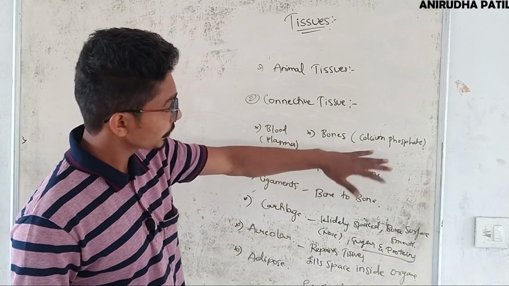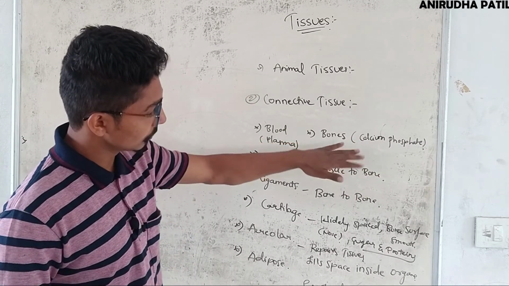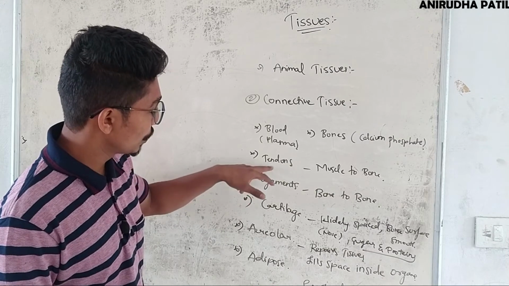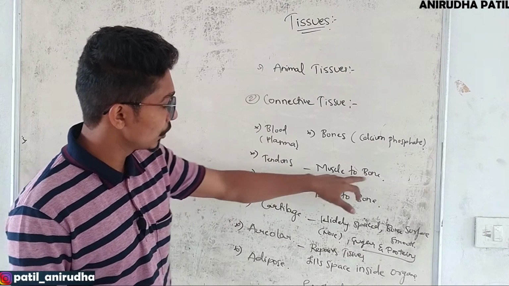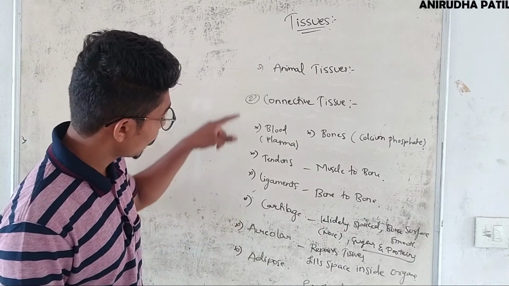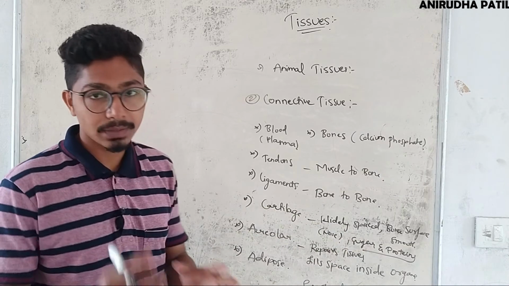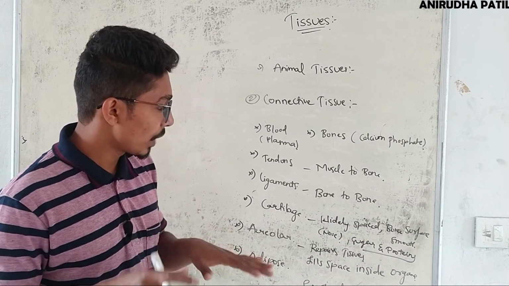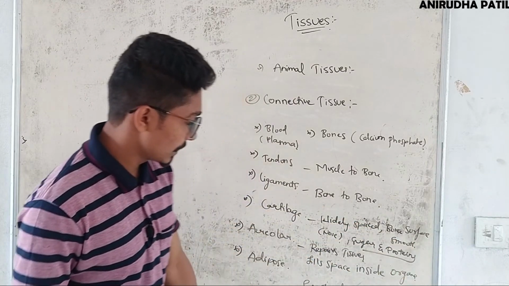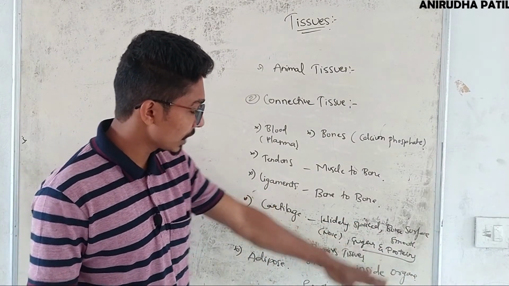Bones, the matrix is composed of calcium phosphate, and they are strong connective tissue. Then tendons and ligaments. So tendons basically connect muscle to bone, and ligaments connect bone to bone. And the next type of connective tissue is cartilage. Cartilage is widely spaced, that means the space between the cells is wide, and it forms the bone surface and is present in the nose, and the matrix is composed of sugar and proteins.